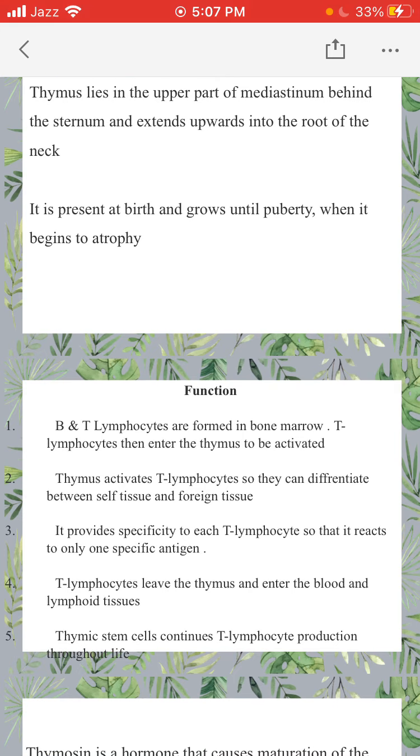It provides specificity to each T lymphocyte so that it can react only to one specific antigen, and also T lymphocytes can react against foreign tissue, not the self antigens. So this specificity is given to the T lymphocytes in the thymus. T lymphocytes then leave the thymus and enter the blood and other lymphoid tissues.